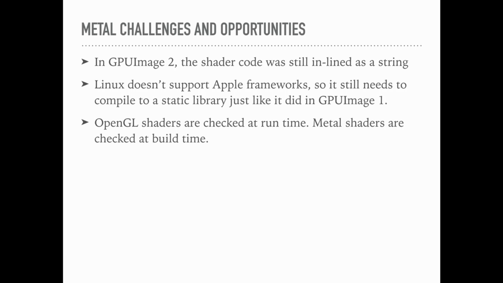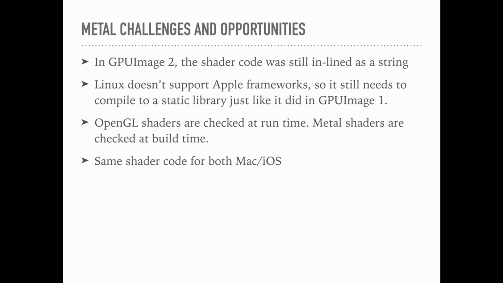So I mentioned that the OpenGL shaders were checked at runtime. Metal shaders are checked at build time, which means that you can use the compiler to tell you if your code is not working properly before you go and build things. And there's not the possibility of shipping broken shaders the way that there was with the original GPUImage that used OpenGL.